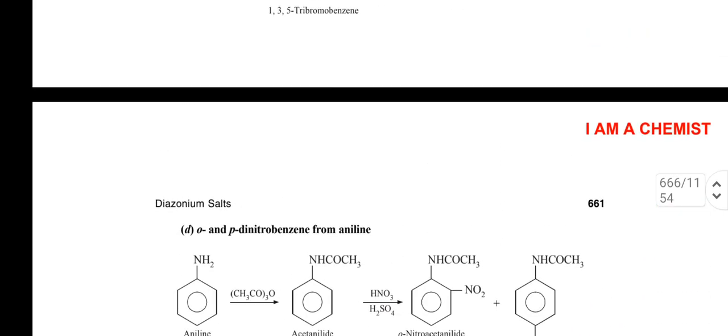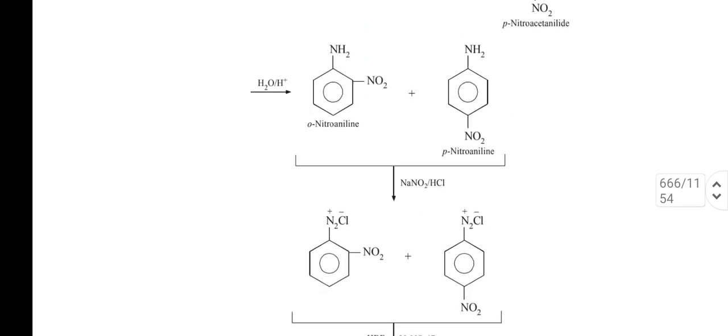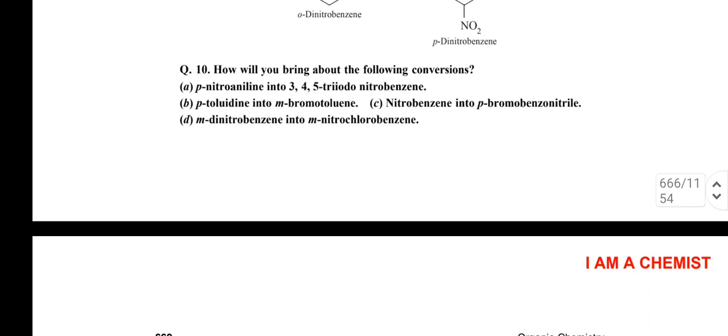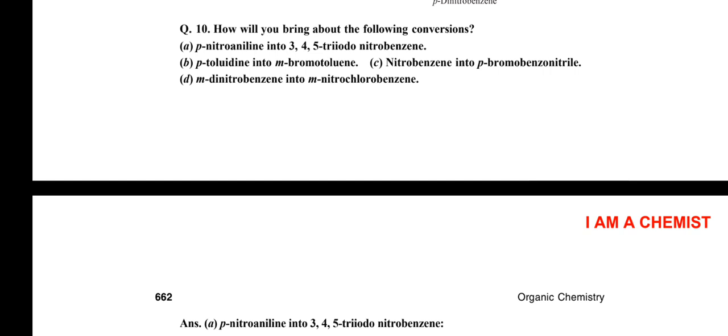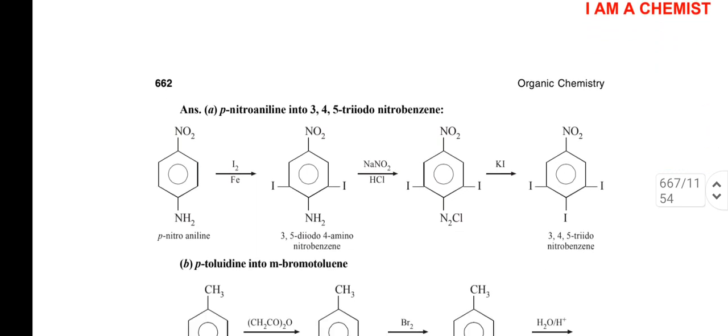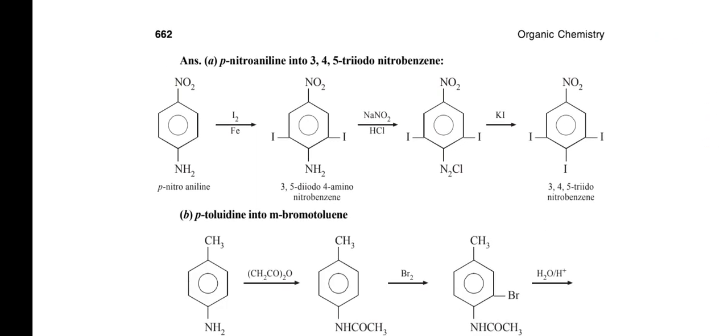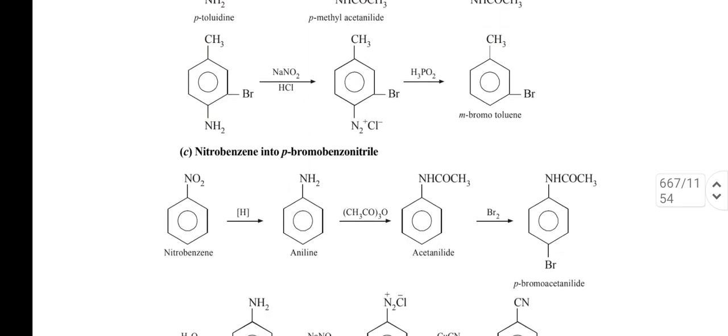Similarly, these above reactions are used to produce ortho and para dinitrobenzene from aniline. Question number 10. How will you bring about the following conversions? A. Para-nitroaniline into 3,4,5-triiodonitrobenzene. B. Para-toluidine into metabromotoluene. C. Nitrobenzene into bromobenzonitrile. D. M-dinitrobenzene into meta-nitrochlorobenzene. Answer: all reactions are given for this question.